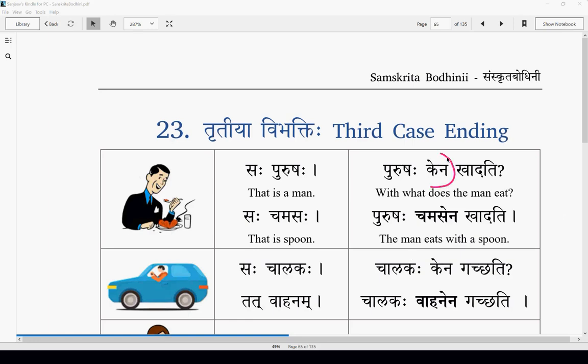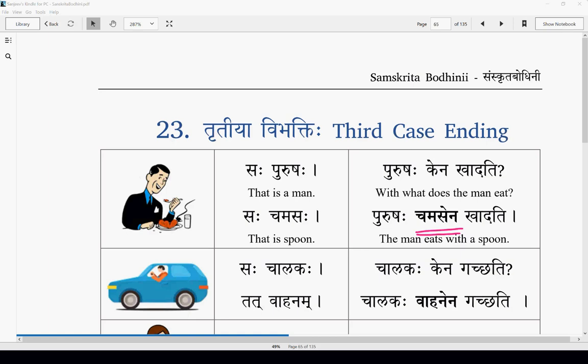the question word is kena, with what, or using what. Using what is he doing the action? So the answer is Purushah chamasena khadati. This is where the Tritiya Vibhakti word, the Namapadam with Tritiya Vibhakti, comes into the picture.